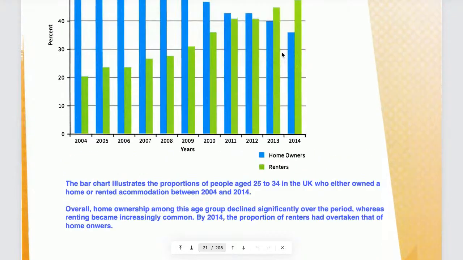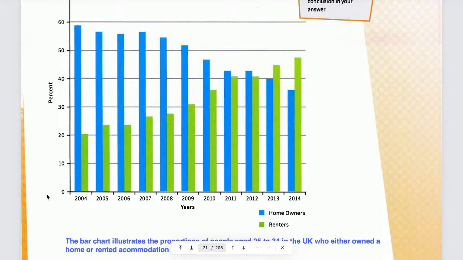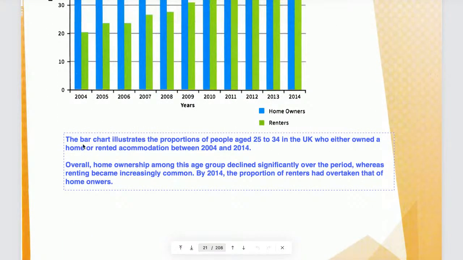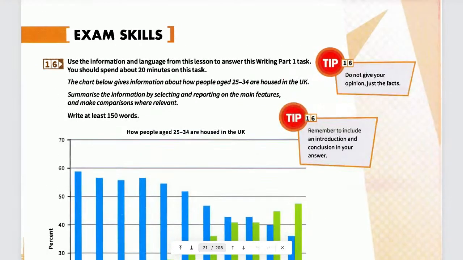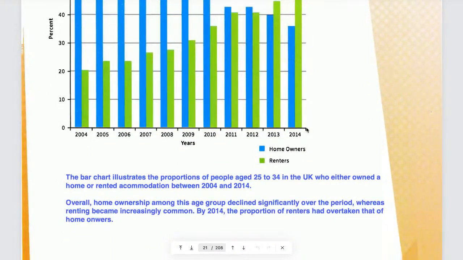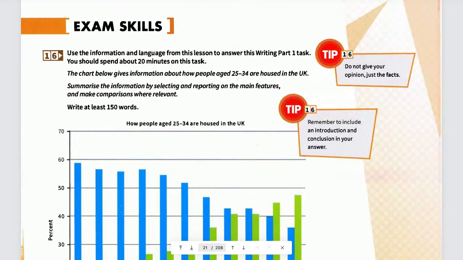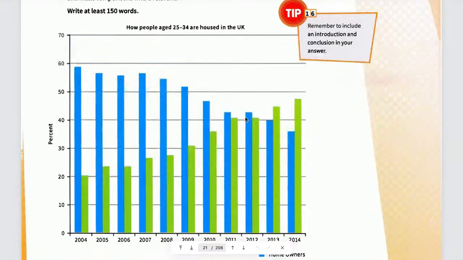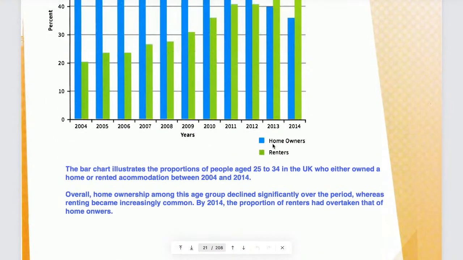Yes, exactly, because the chart has two main categories, right? We have homeowners, that is the blue bars, and also renters, the green bars. So based on that, I can write who either own a home or rented accommodation. If you don't look at the chart and just look at the topic sentence, you see the words are housed, and just based on that, it's impossible for you to write who either own a home or rented accommodation. But when you look at the chart, you know we have two main categories, so we combine that and add it into the introduction. It's very clear.